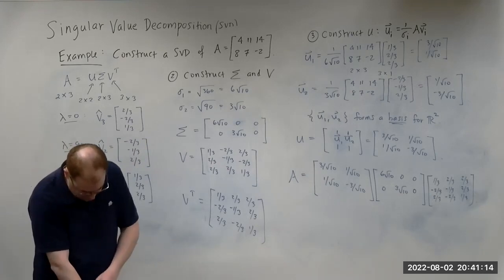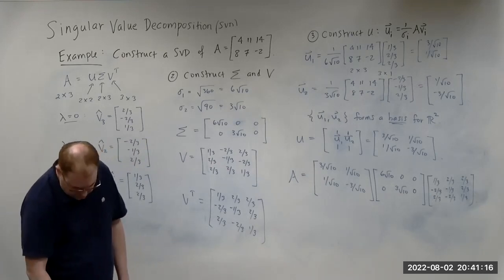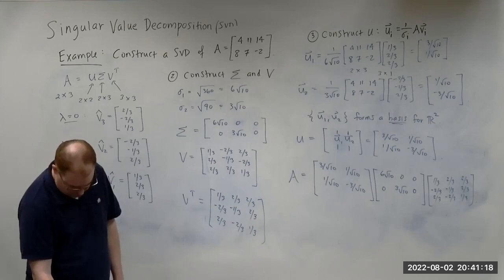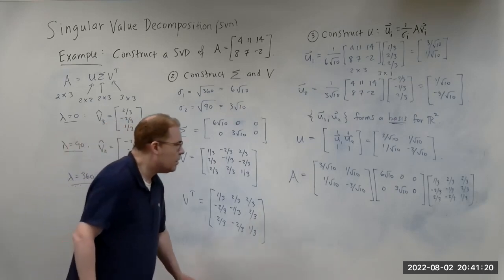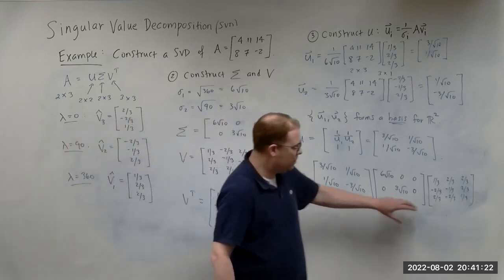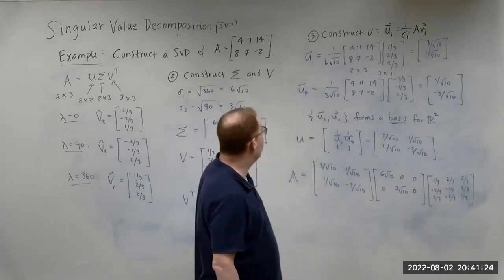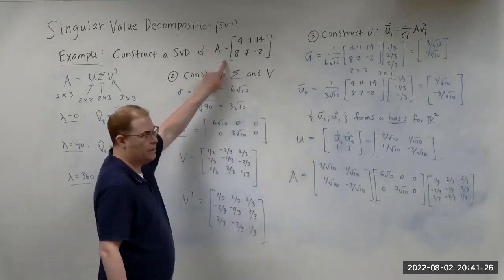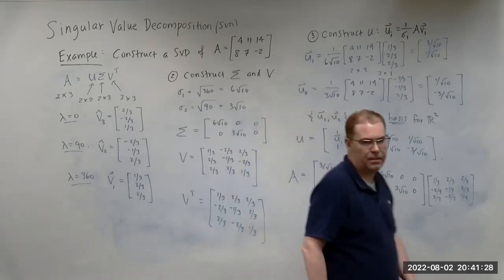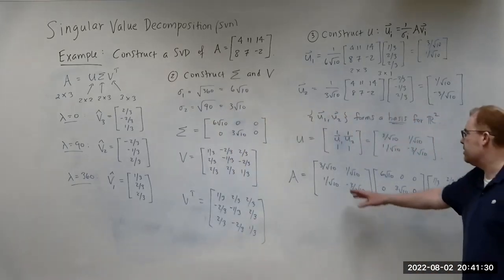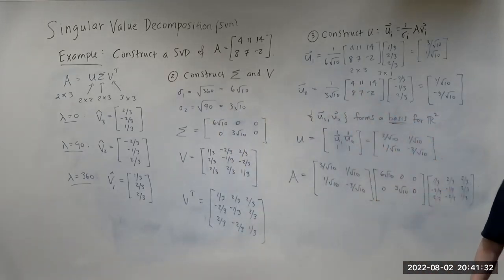Make sure my signs are correct here. It should be. All right. So if you multiply these matrices, you end up getting back this matrix. So that is the SVD, the singular value decomposition for our matrix.